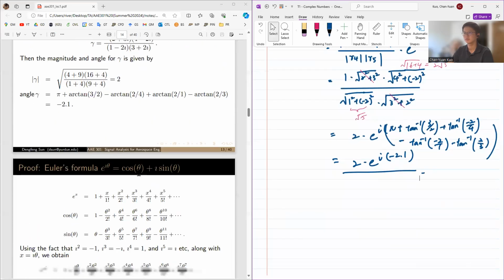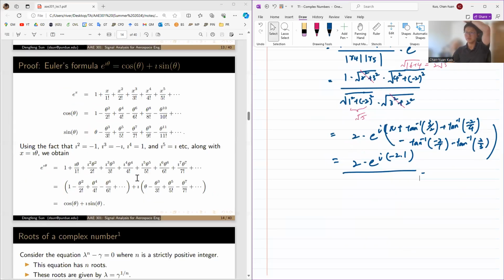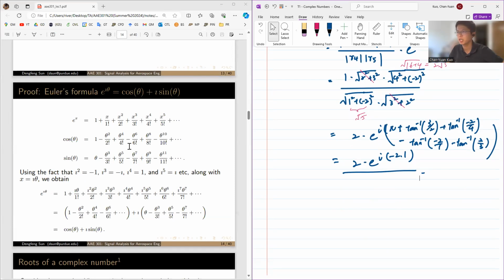All right. And on this page, you see there's a proof for Euler's formula, and you can take a look at it if you are interested.